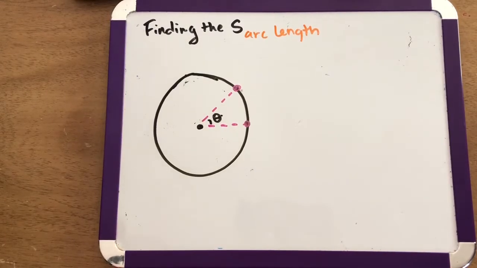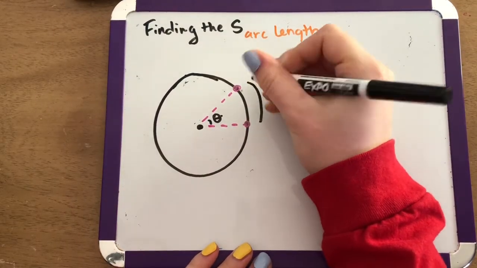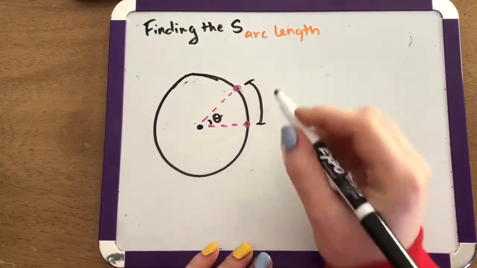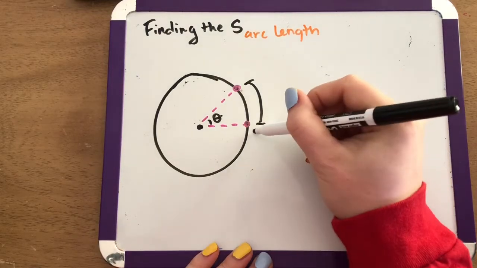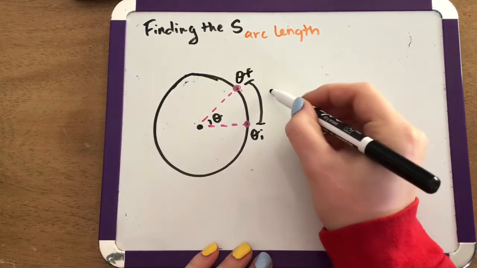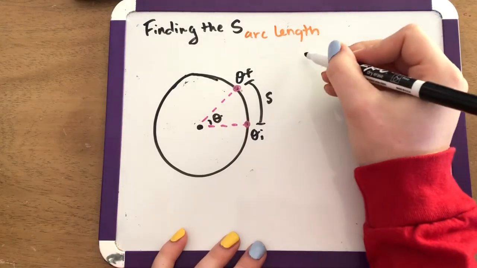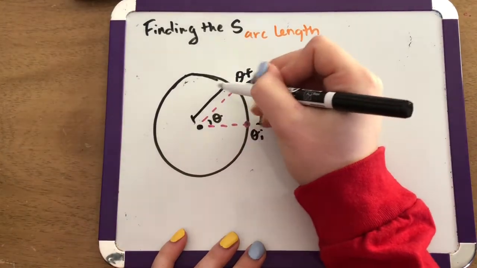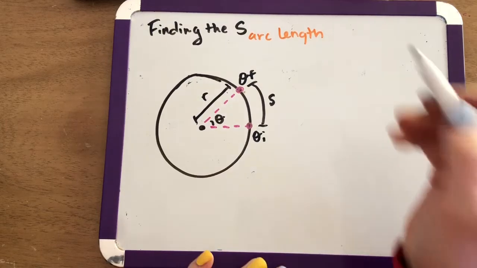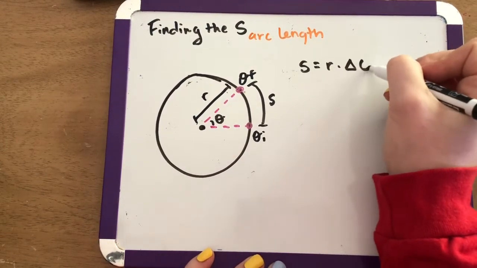Last but not least, let's learn about arc length, which is the distance traveled along a circular path. It is on that curvature from your initial position to the final position. Now, in order to solve for this, we need to know the radius and we need to know the angular displacement. The equation to solve for arc length is radius times the angular displacement.